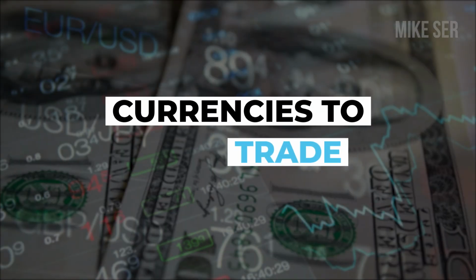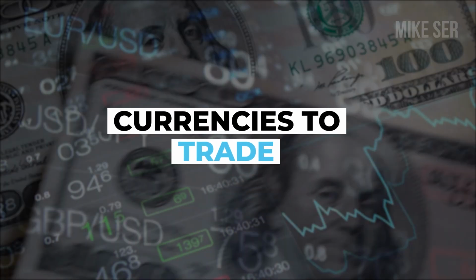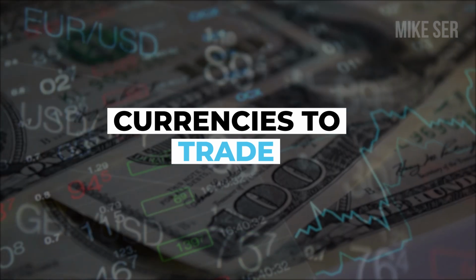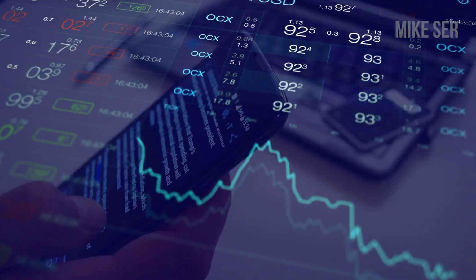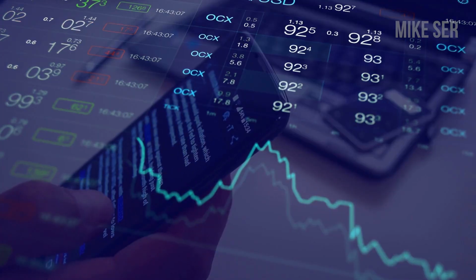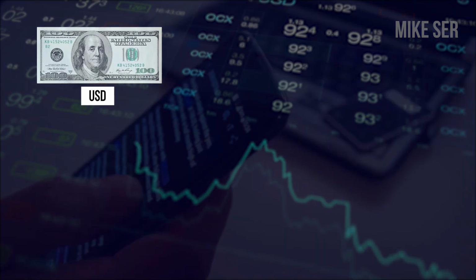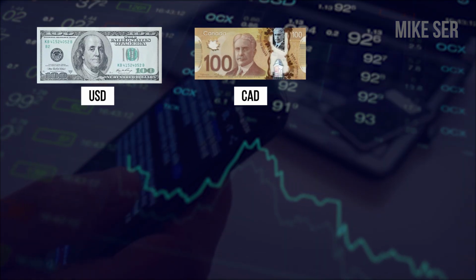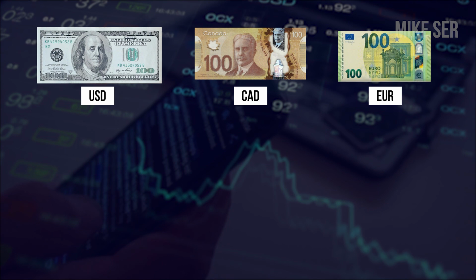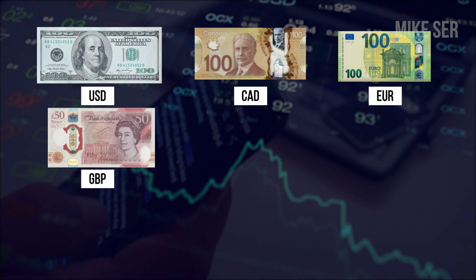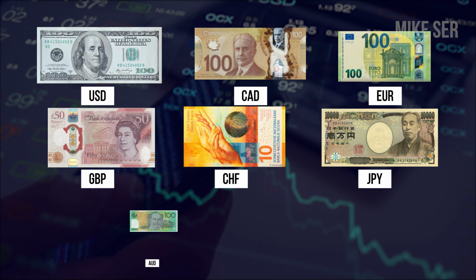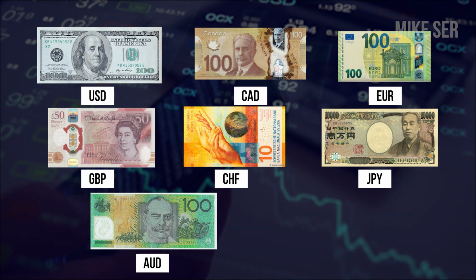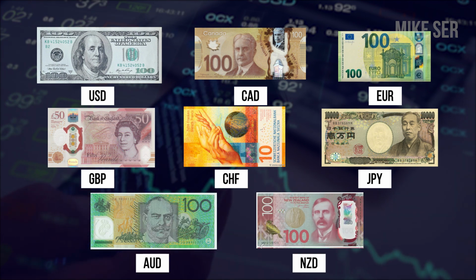In the Forex market, you can trade any currency from all around the world. In fact, there are over 180 currencies that you can trade. However, there are 6 major currencies that the majority of traders focus on, and they are the US dollar, Canadian dollar, euro, British pound, Swiss franc, Japanese yen, Australian dollar, and lastly, the New Zealand dollar.